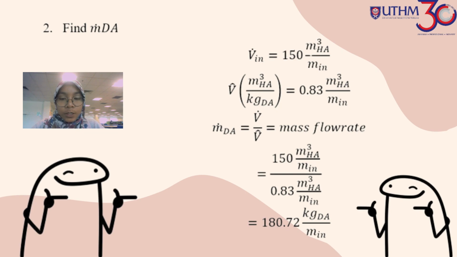Next we have to find the mass flow rate. Our volume flow rate is 150. Our V hat is equal to 0.83 based on the psychrometric chart. The formula of mass flow rate is volume flow rate divided by V hat. So 150 divided by 0.83 will be equal to 180.72. So this is our value for the mass flow rate.